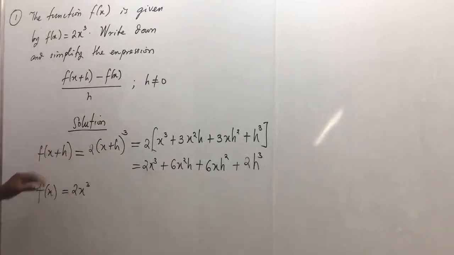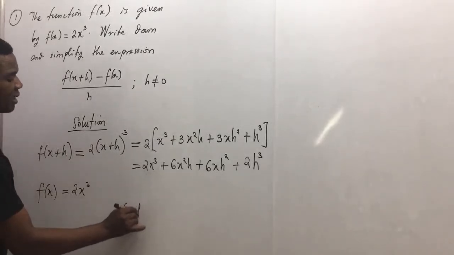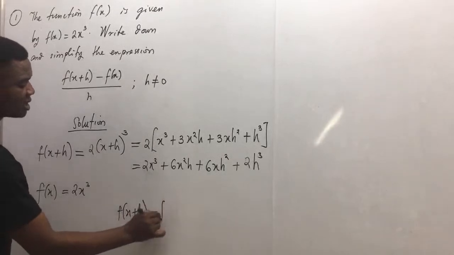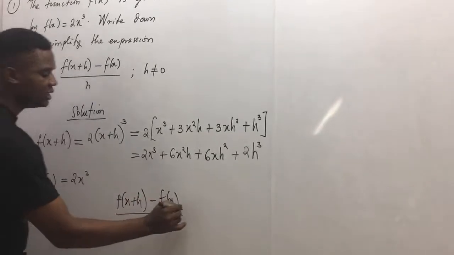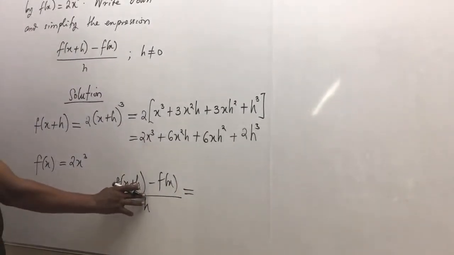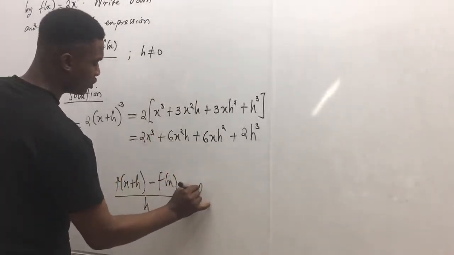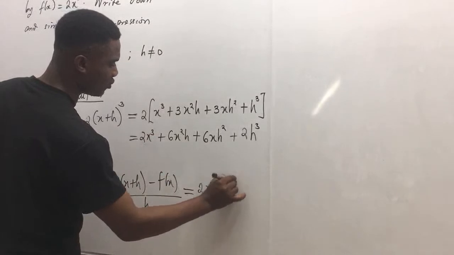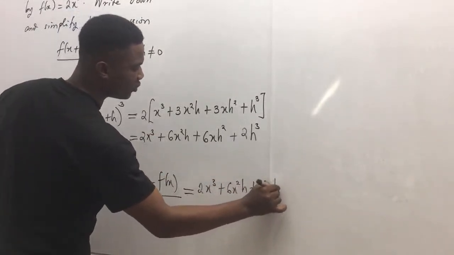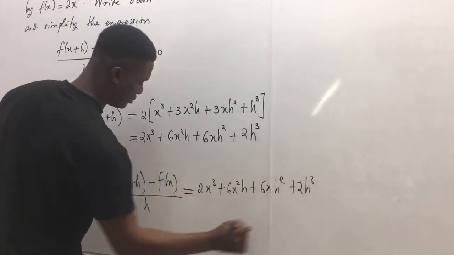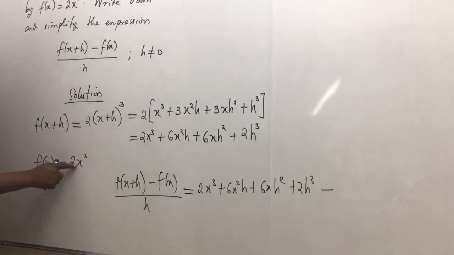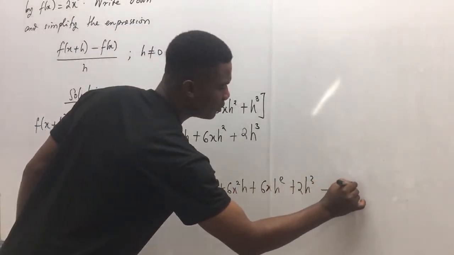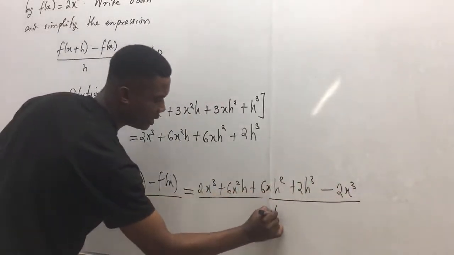Having gotten these two results put in place, let us now go over to what is demanded. So what are we demanded? What is demanded of us is f of x plus h minus f of x all over h. This will now become, putting the result for f of x plus h, which is 2x cubed plus 6x squared h plus 6xh squared plus 2h cubed, okay, minus putting the result for f of x, which is 2x cubed, all divided by h.